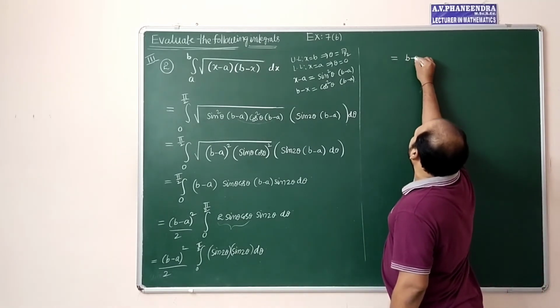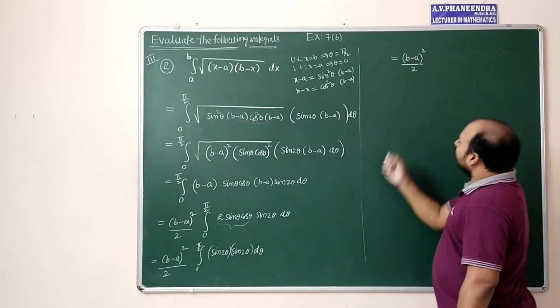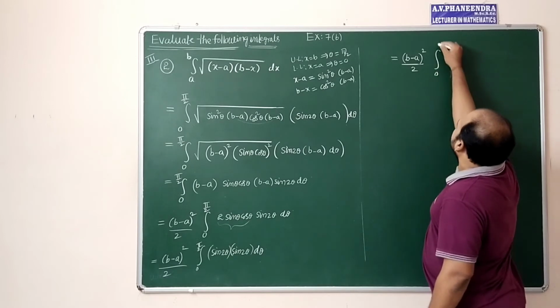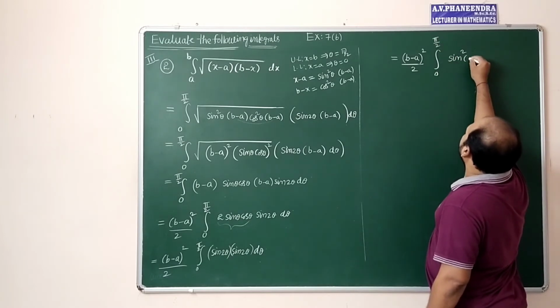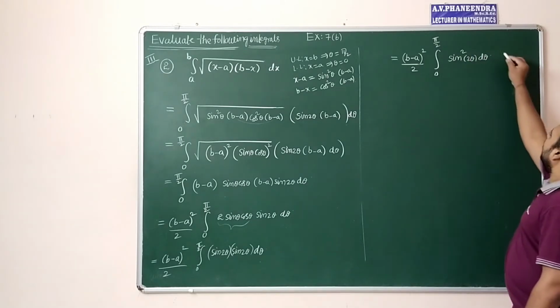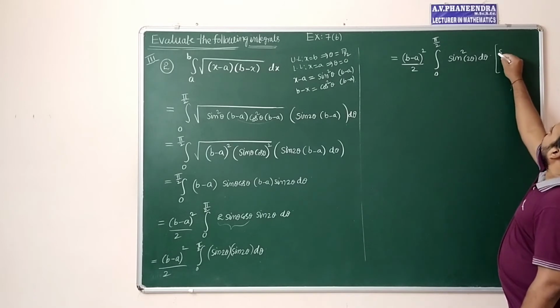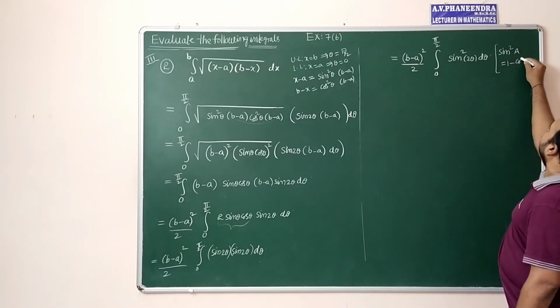Which is equal to (b minus a) whole square divided by 2, integral 0 to π by 2, sin²2θ dθ. We know the formula sin²A equals (1 minus cos 2A) divided by 2.